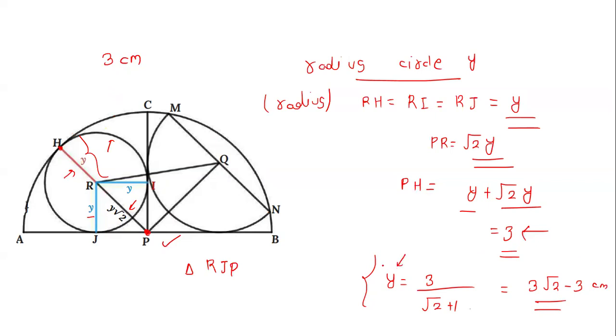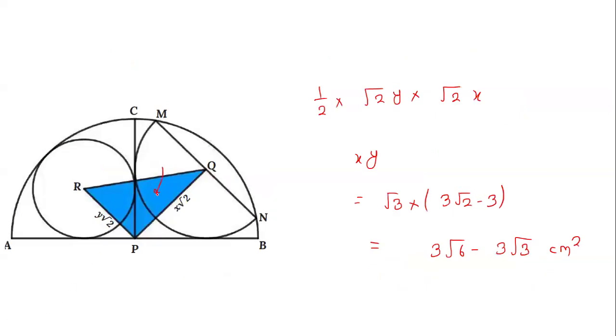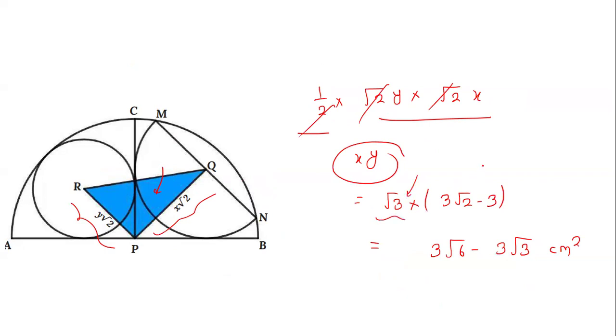So now we know the value of y. So now we have to find the area of this blue region. This blue region area is simply half times this distance, which is root 2 times y, and this distance, which is root 2 times x. So from here root 2 and root 2 give 2, which cancels with the half, and it will become x times y. The x value we calculated as root 3, and the y value we calculated as 3 root 2 minus 3. So after simplifying, it will come like 3 root 6 minus 3 root 3 centimeters square. So this is the area of this blue region, and in this way we can calculate this area.